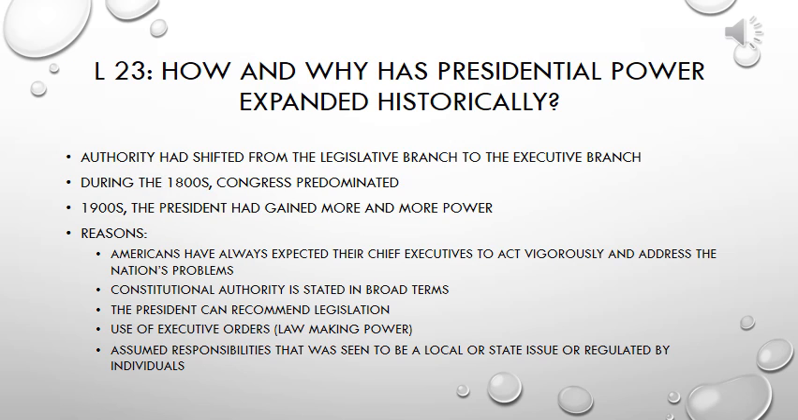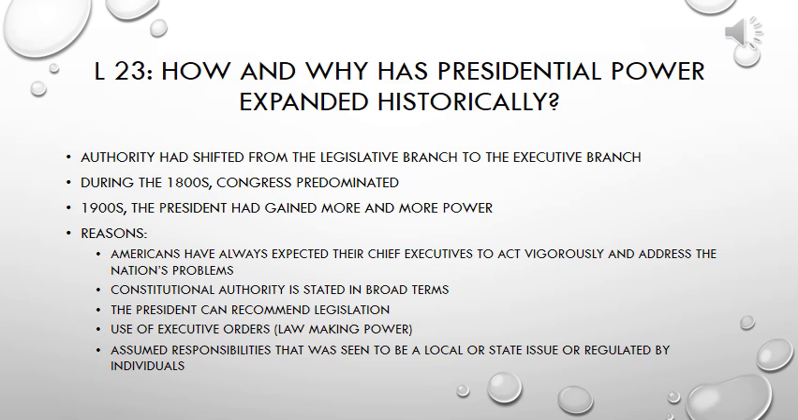So how and why has presidential power expanded historically? Authority has shifted from the legislative branch to the executive branch over the course of the past 200 years. During the 1800s, Congress was the dominant power, and then in the 1900s, especially after Teddy Roosevelt, who did a huge power grab from Congress and basically gave it to himself, where it has stayed the whole time. The president has gained more and more power since then.